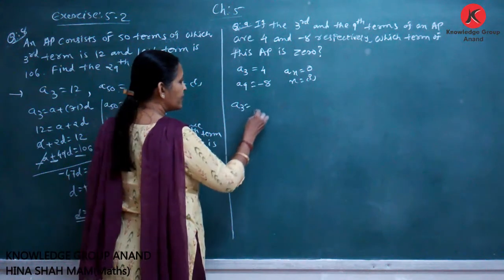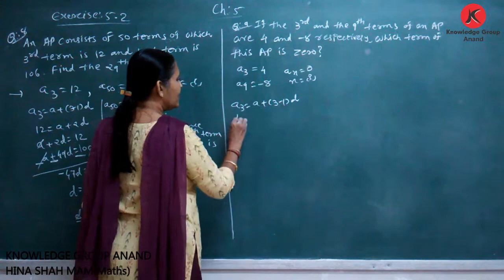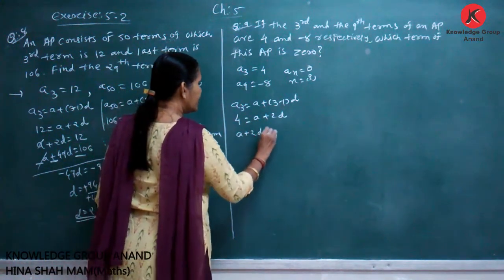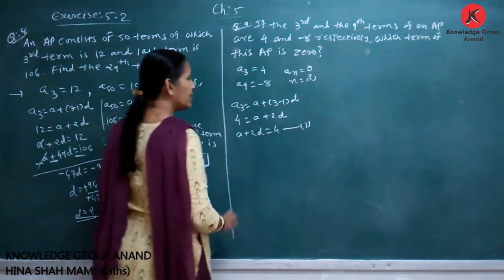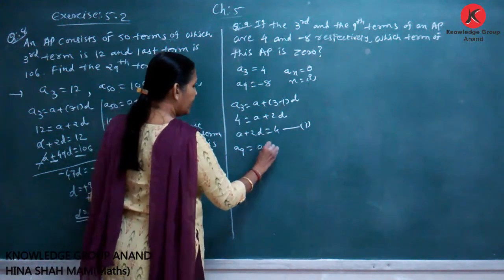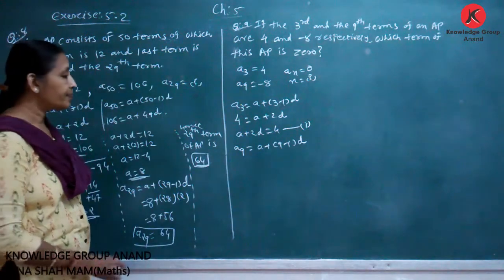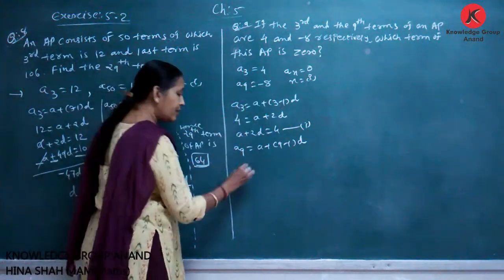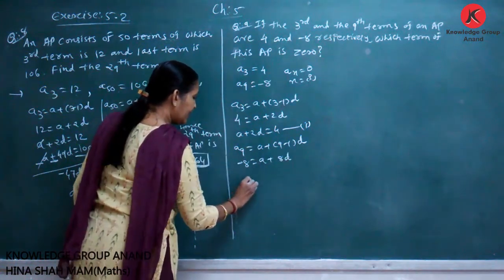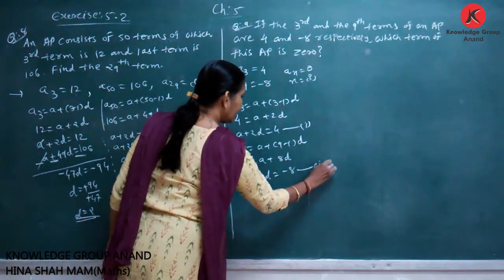A3 is equal to A plus 3 minus 1 into D. A3 is equal to 4. Then A plus 2D is equal to 4. Equation number 1. Again, A9 is equal to A plus 9 minus 1 into D. What is the value of A9? Minus 8. A plus 8D is equal to minus 8. Equation number 2.